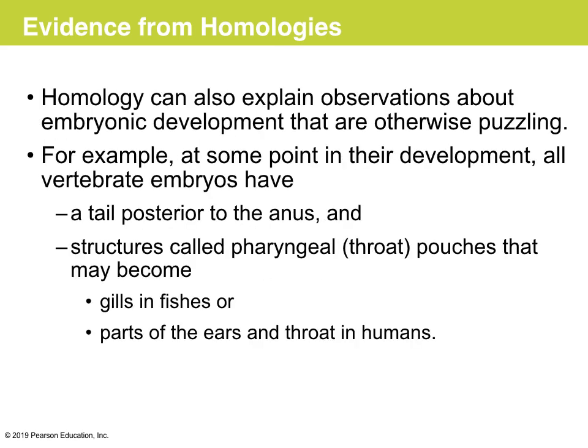So homology can explain things that otherwise would be confusing. Good example, vertebrate embryos. At some point in their development, every vertebrate embryo, mammal, reptile, fish, whatever, has a tail posterior to the anus and structures called pharyngeal slits or pharyngeal pouches that, as that embryo develops into an individual, if it's a fish, those throat pouches develop into gills.